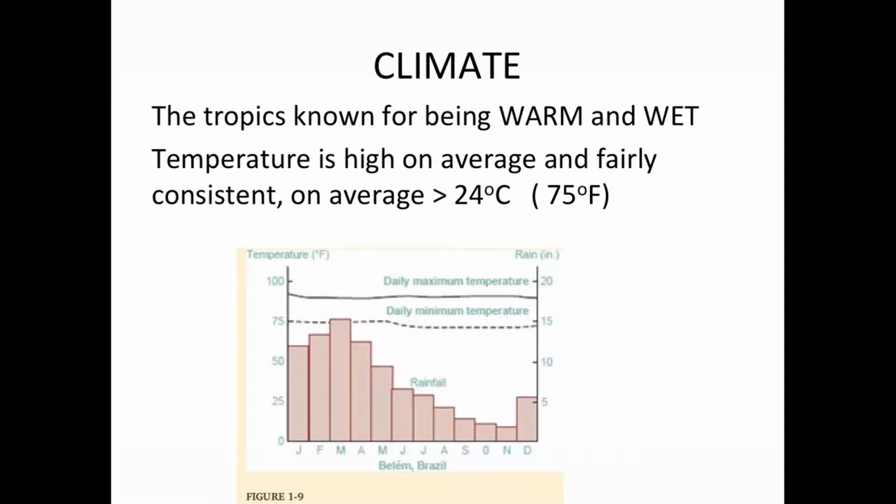So the climate in the tropics, warm and wet, and the temperatures are fairly consistent. And we're looking at some data here from a location in Brazil. And the temperatures, you can see, are pretty consistent on average, greater than 75 degrees Fahrenheit or 24 degrees Celsius, and fairly consistent through the year, as you can see. Now, the rainfall, you can see that's a different story, and there is variation. This is a case where we've got a wet season and a dry season.